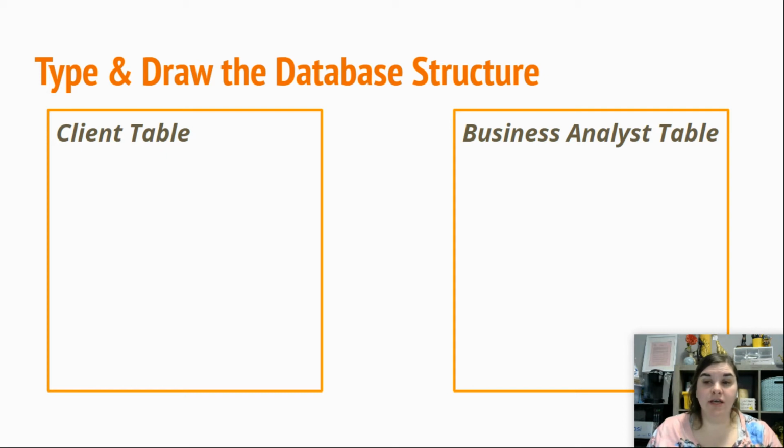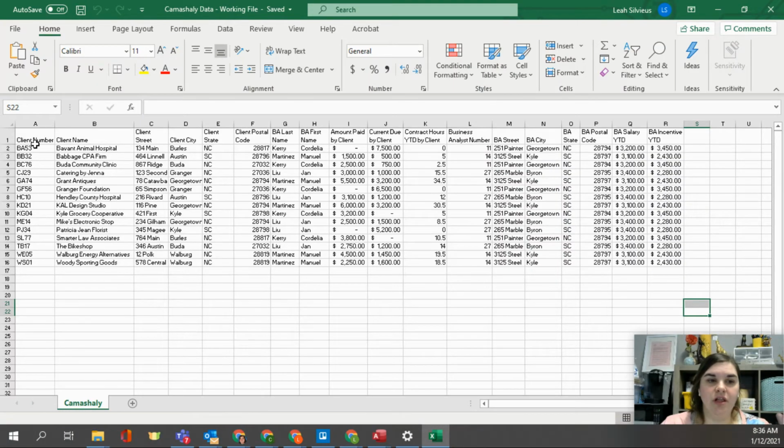All right, so you've got clients and you've got business analysts, and we have a lot of information about both of these, and we're going to separate them into two tables because everything you saw inside the Excel data showed that clients have the word client in the name of the field. So like client number, client name, street, city, state, postal code, everything.